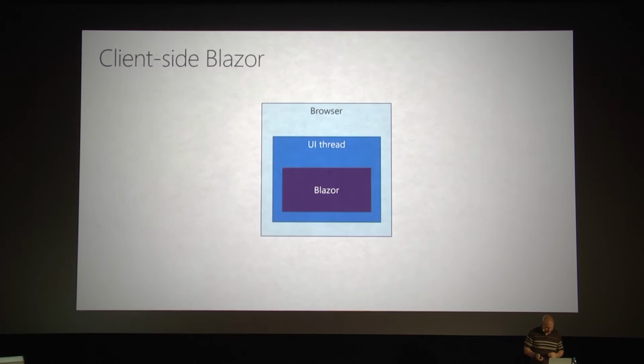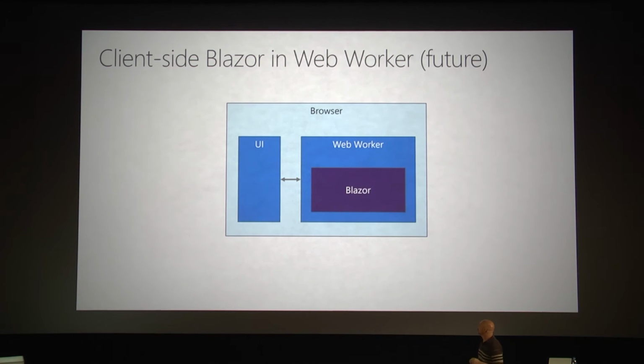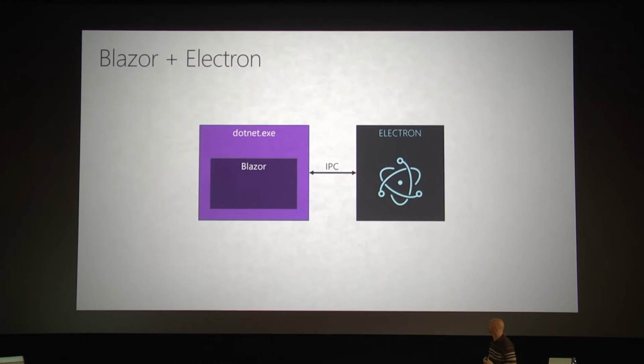What else do I want to show you here? So currently, what I showed you here is we've got Blazor running inside the UI thread in the browser. What we're looking at in the future is actually using web workers, and so being able to run that using, again, modern web standards and using a web worker. All right, let's look at something else super crazy.